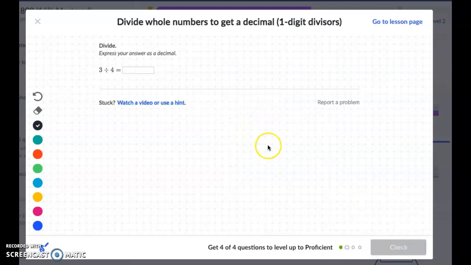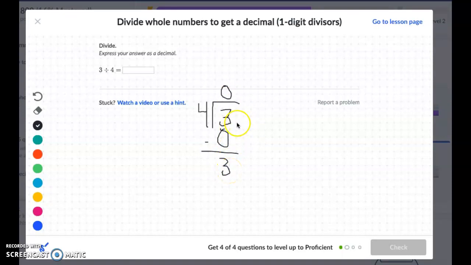So 3 divided by 4. Now let's not make that mistake. Remember, we've got to put the 4 on the outside and the 3 on the inside. So then I'm going to do my division. 4 fits into 3 0 times. 0 times 4 is 0. Subtract, and I get 3. So normally we would end there and say 0 remainder 3.